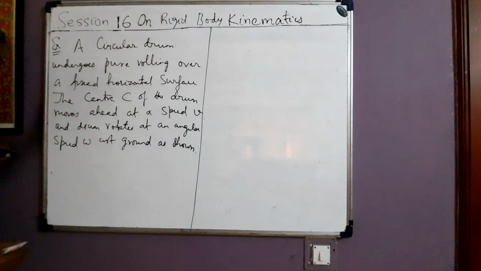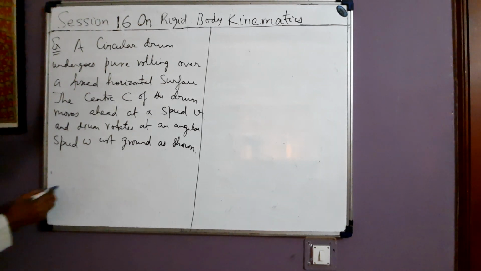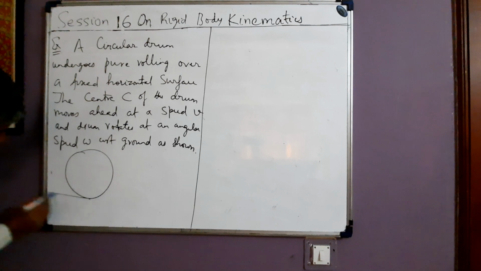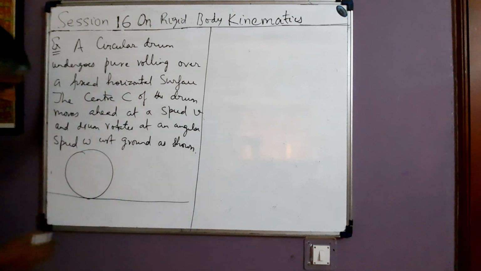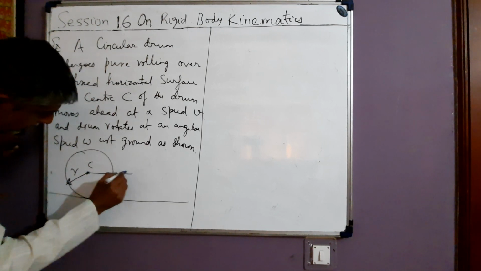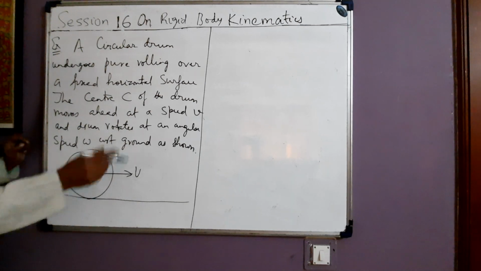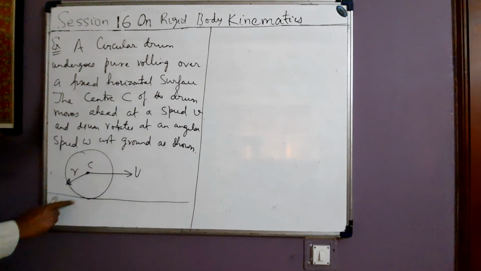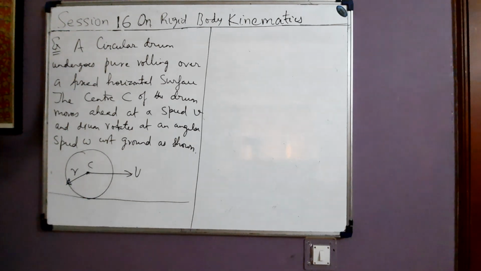First I'm drawing the diagram. The diagram is this. This is the side view of the drum. This is a fixed horizontal surface. This is the center C of the drum. Radius of the drum is equal to R. Center C moves ahead at a constant speed V. The drum undergoes pure rolling without slip over the ground surface.